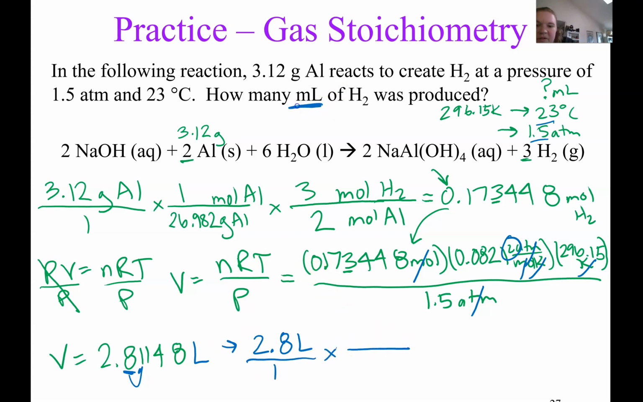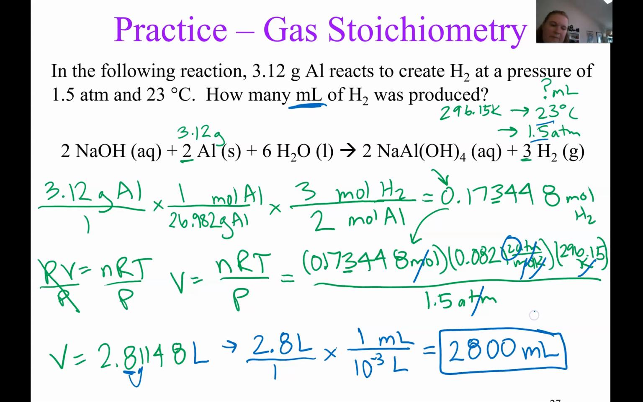This is asking how many milliliters, so we have one more conversion left to do. 1 milliliter is 10 to the negative third liters. So 2,800 milliliters. So that's a good test problem, a good practice problem, because we are using all of the information from Chapter 8 as well as that ideal gas law. And that is it for this very heavy math chapter. Thank you.